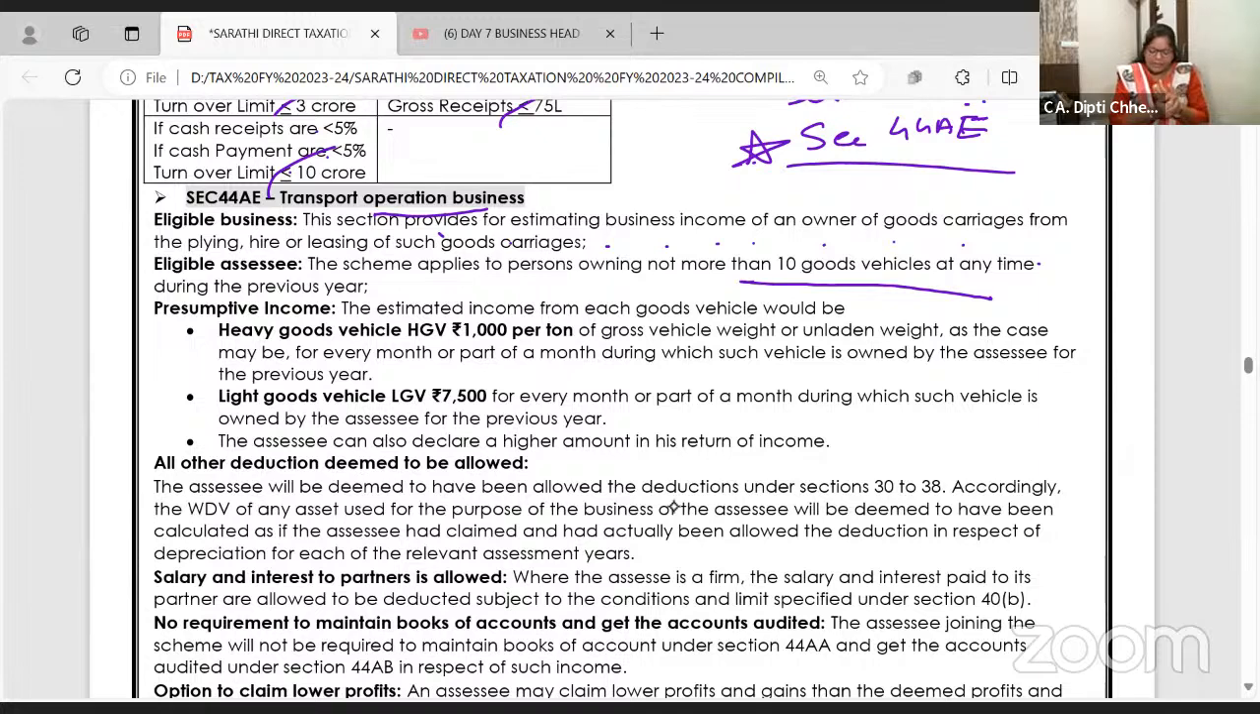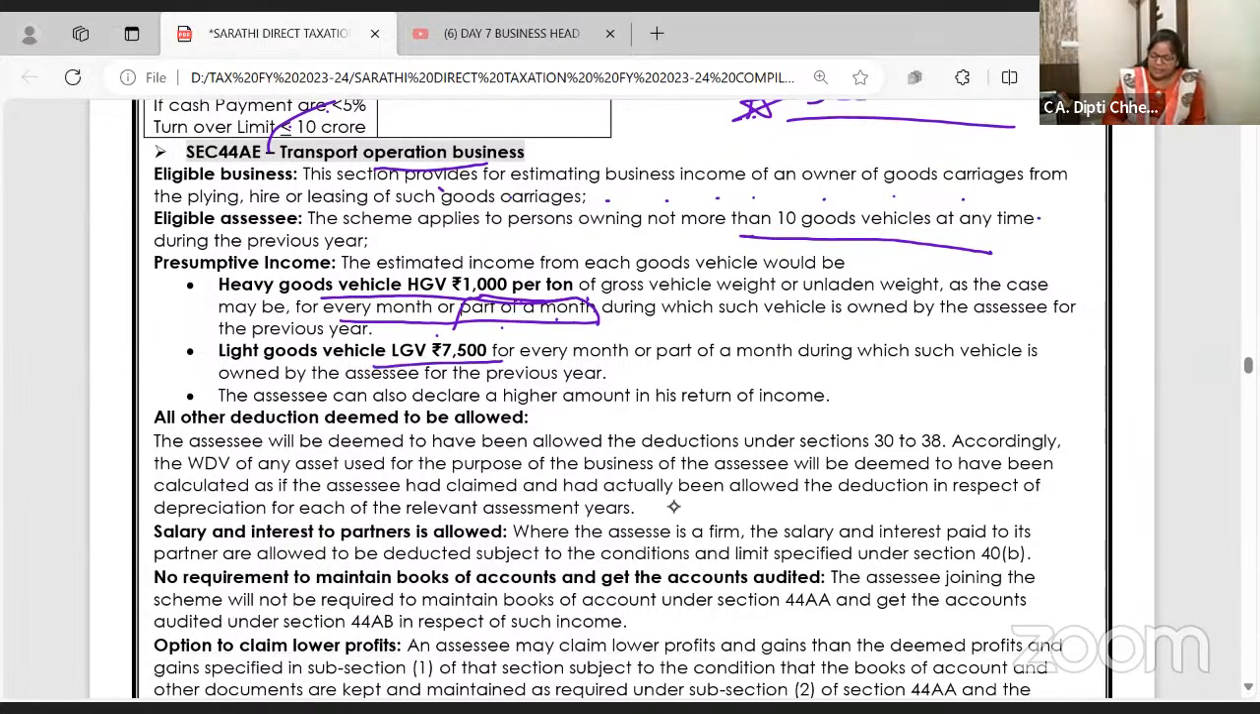So what government is asking them, if it is heavy goods vehicle, 1000 per ton per month or part of the month. I'll say what do you mean by part of the month. Per month, 1000 per ton. Then how many tons? Show as income. Same way, light goods vehicle, 7500 for every month or part of the month. I hope you are getting.